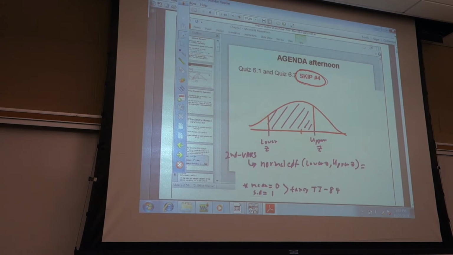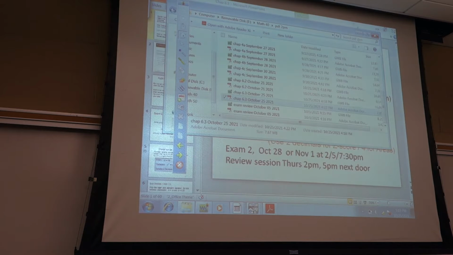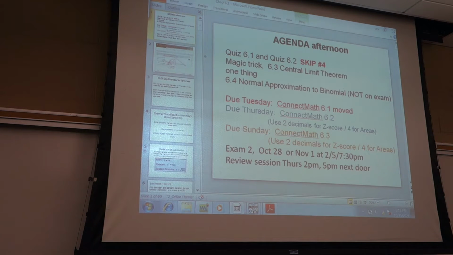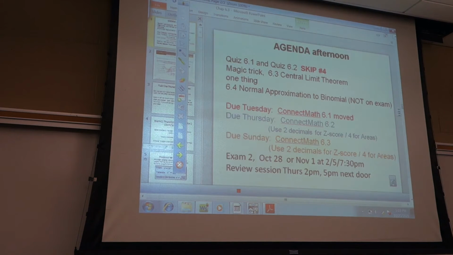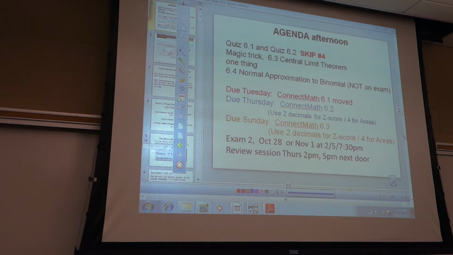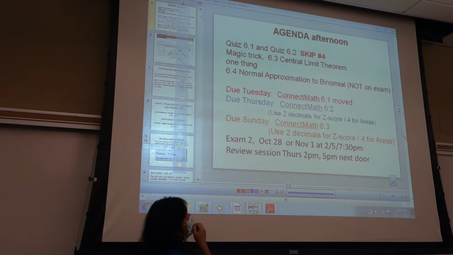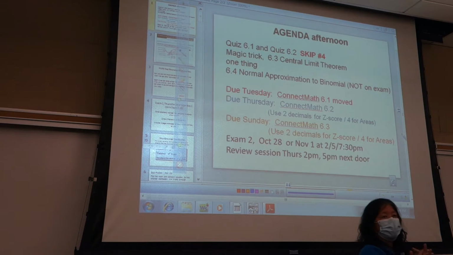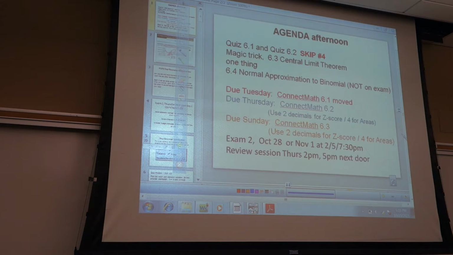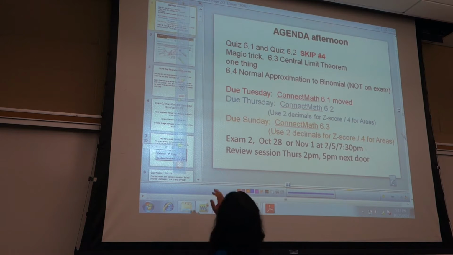Okay, so back to today. Today we're going to finish up 6.1 and 6.2. We have just a little extra part of 6.2 we have to finish up, and then we'll take a break. Right away after we come back from break, I'll show you my first magic trick, and then we'll do 6.3, the central limit theorem. It's probably as far as we'll get through today.